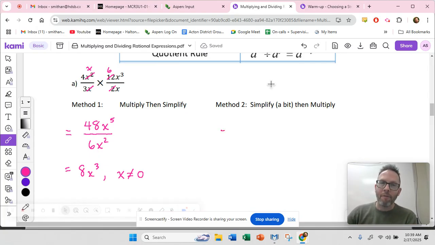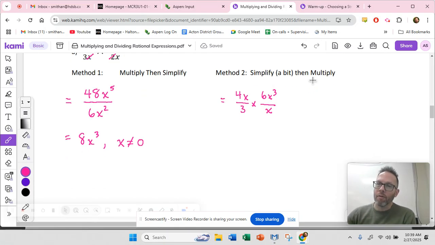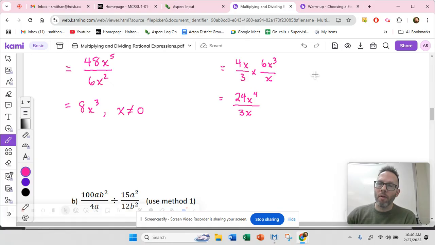So what we would have left would be 4x over 3 times 6x cubed over x. And we should get the exact same answer. Multiply the tops, 24x to the power 4, multiply the bottoms, 3 times x. Now divide those two monomials. 24 over 3 is 8. X to the power 4 divided by x to the power of 1 is x cubed. And x can't be equal to 0 again.